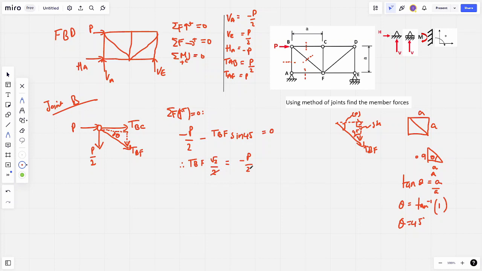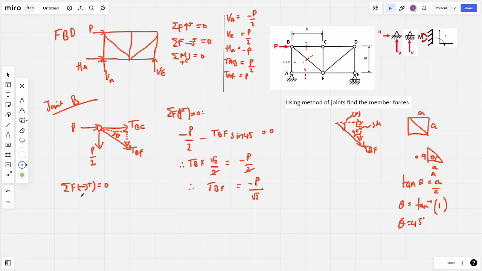We can cancel the 2's out on both sides. We can say therefore TBF is equal to negative P over root 2. Now we could eliminate the root 2 by multiplying by root 2 over root 2, but in this case I'm just going to leave it as it is. So that's TBF. Now we move on to look at the forces going to the right, which should also equal 0.